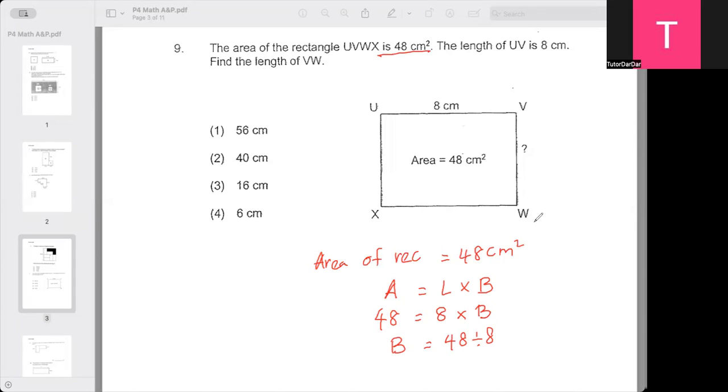Why is it like this? Okay, treat it as a unit calculation. 8 units is 48. Instead of B, I can change it into units, right? So 8U is 48. So 1U, isn't it 48 divided by 8, which will give you 6, correct? So the answer is number 4, 6 cm. I don't know why they call it the length, but actually the shorter one is supposed to be the breadth. So they say find the length of VW. So the length of VW is equal to 6 cm.